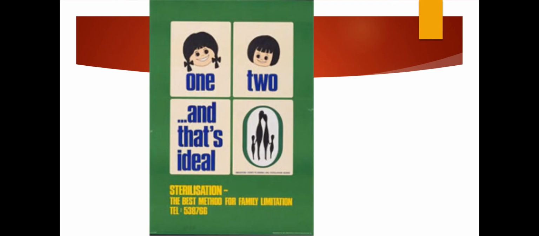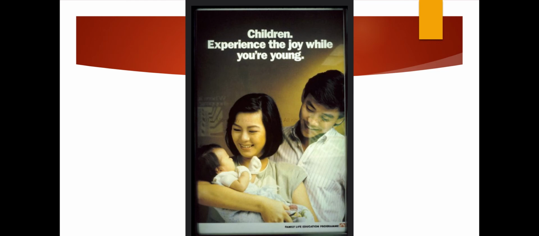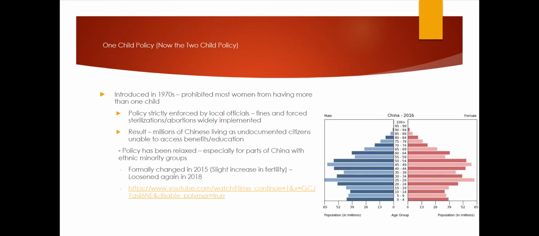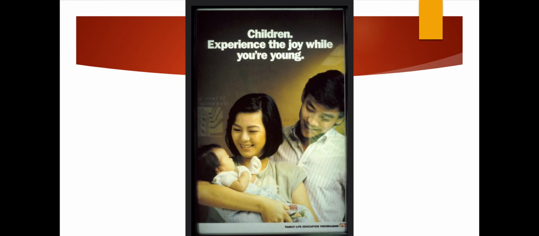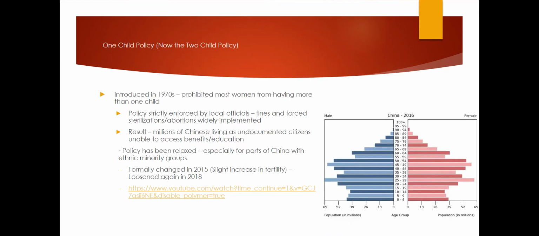All right, so this is from Singapore. You can see the very straightforward propaganda poster that they made up. Here's another example. It's interesting to see the difference between this, which is from the early days of encouraging people to have smaller families, and then this, which is trying to encourage people to have families earlier.